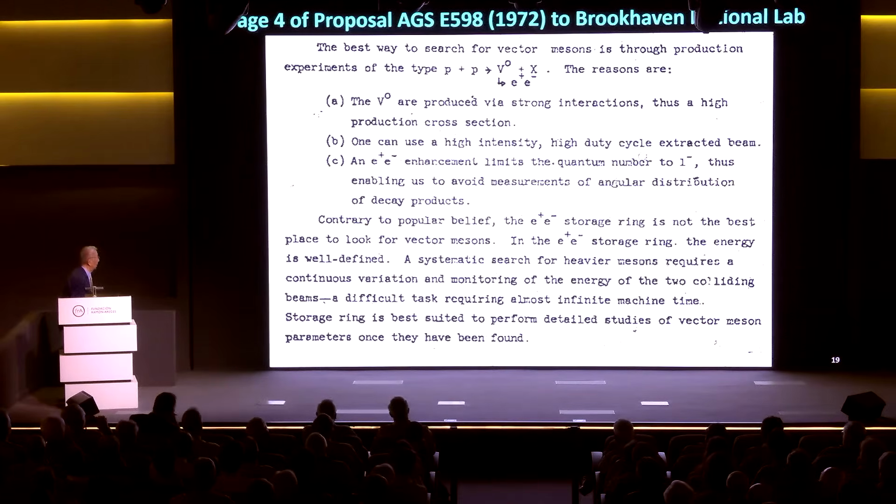I firmly believed at that time, contrary to popular belief, that the E plus E minus storage ring is not the best place to look for vector meson. In the E plus E minus storage ring, the energy is well defined. A systematic search for heavy meson requires continuous variation and monitoring of the energy of the two colliding beams. A difficult task requires almost infinite time. The storage ring is best suited to perform detailed studies of vector meson once they are found.